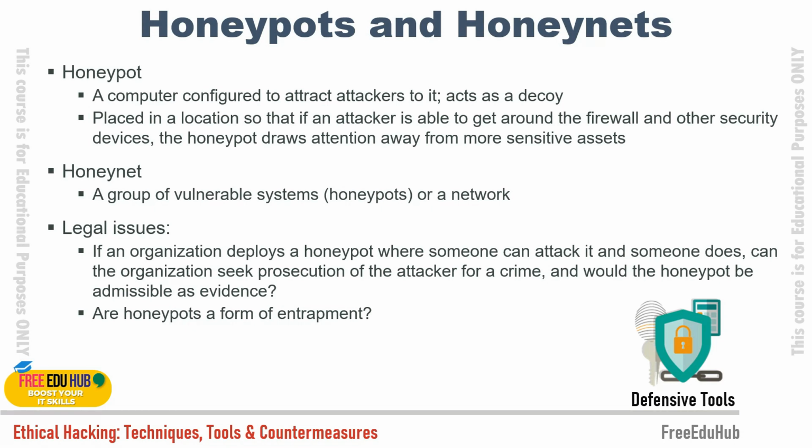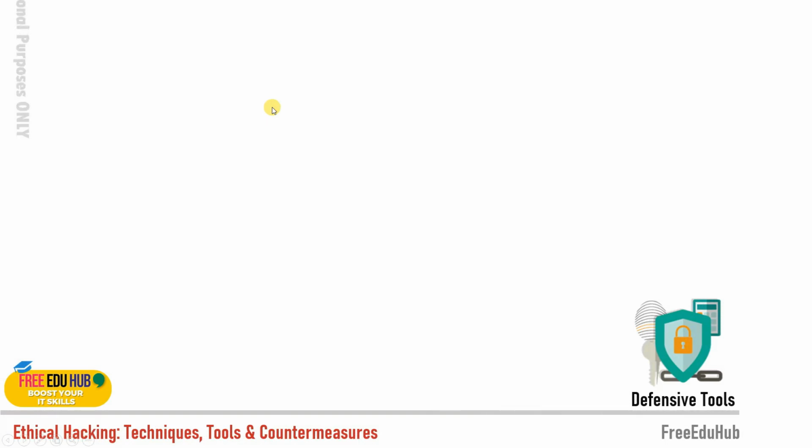A honeynet is a group of vulnerable systems, honeypots, on a network. The legal issue is that if an organization deploys a honeypot where someone can attack it, and someone does, would the organization seek prosecution of the attacker for a crime, and would the honeypot be admissible as evidence? So you'll have to decide that even if someone is trying to penetrate a honeypot deployed by you, whether it would be prosecuted in court or you'll use it for learning purposes. Honeypots are a form of entrapment, so you'll have to define it yourself on the system on which you are operating.